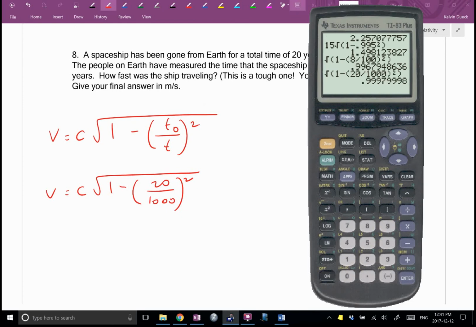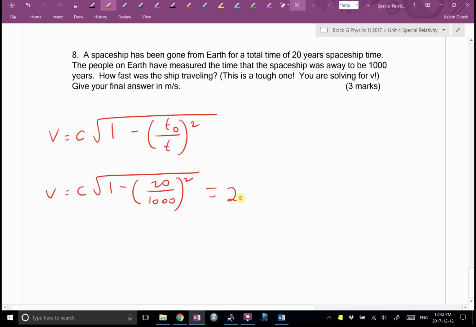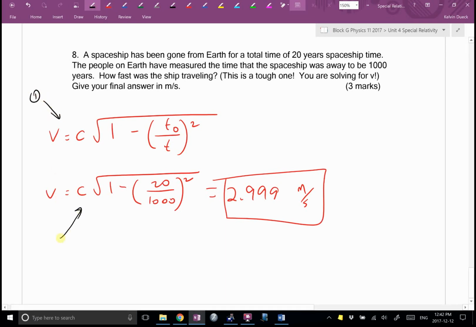We're going to have to travel at 99.98% of the speed of light. But if I multiply that by what C actually is, in meters per second, it ends up being 2.9994. I'll go 2.999. If you put the 4 in, that's okay as well. Meters per second. Just shy of the speed of light. 1 mark for that. 1 mark for that. 1 mark for the answer.